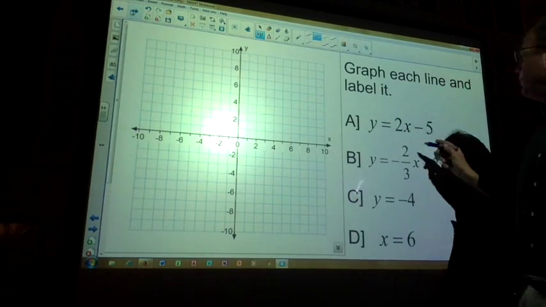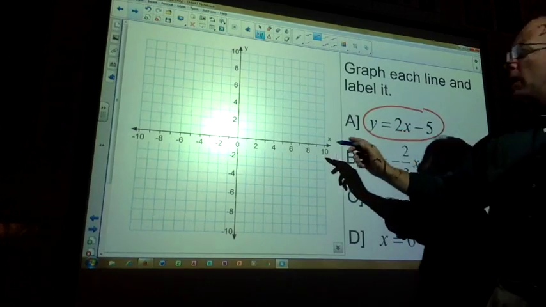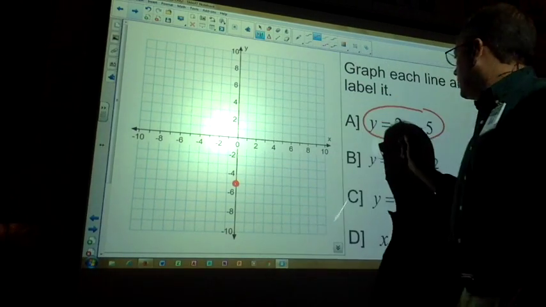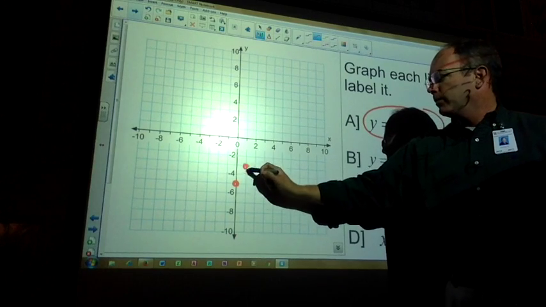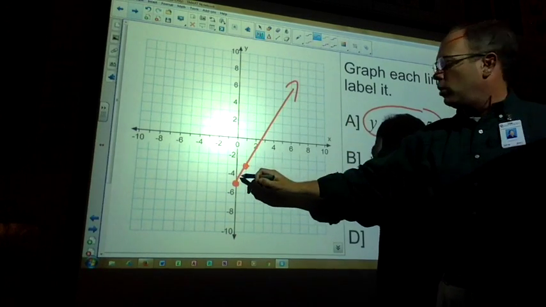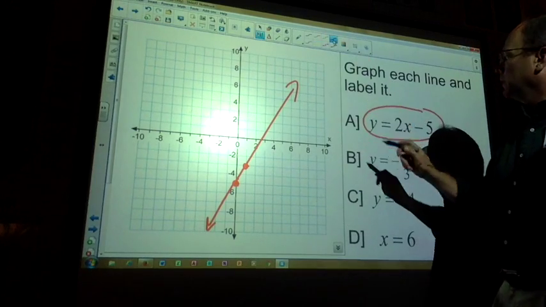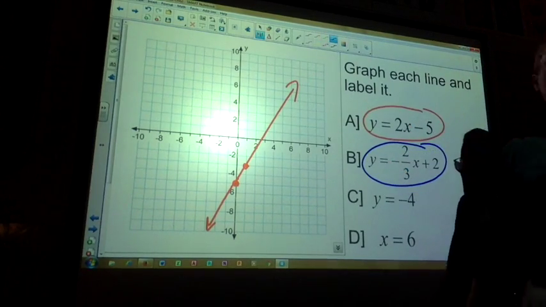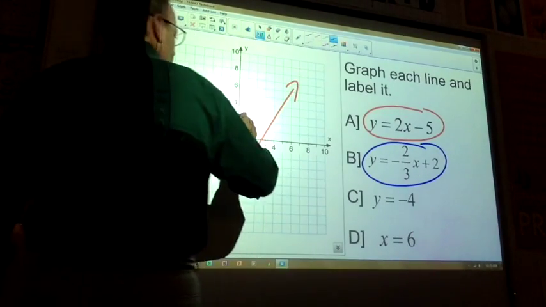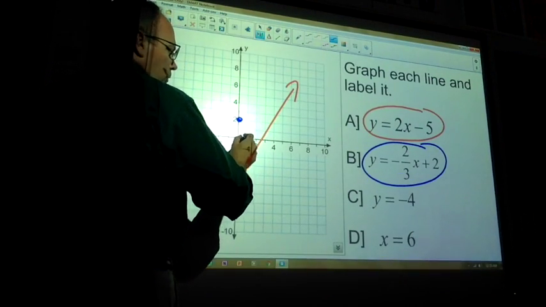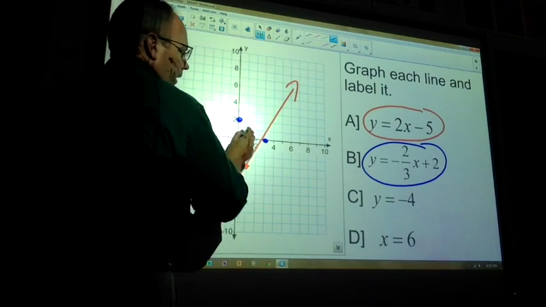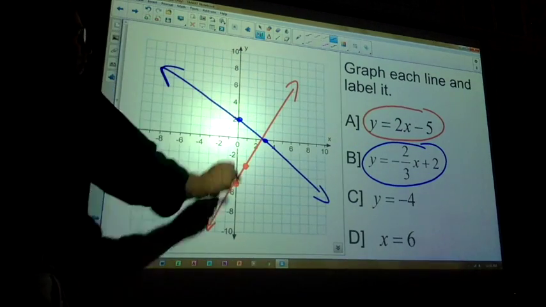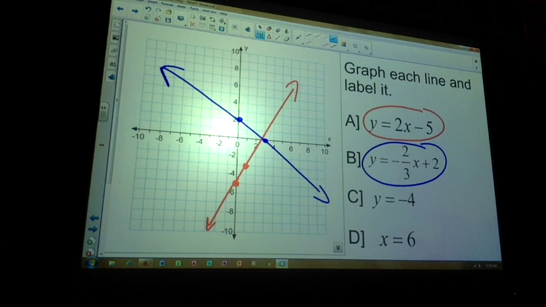All right, graph it. So this one crosses at negative 5. From that, I go up to right 1. Connect the dots, make it as straight as possible. Next one, let's graph that. Where's it cross the y-axis? 2. Thank you. Slope negative 2 over 3, so down 2, right 3. Connect the dots. Are the blue and the red line perpendicular to each other? No, the slopes might be opposite, but they're not opposite reciprocals.